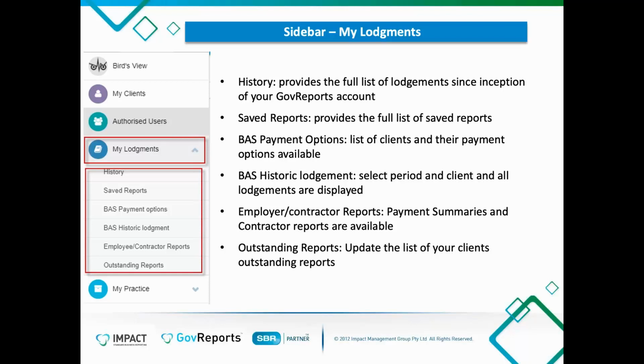Then, of course, you've got your historic lodgements. You've got employer and contractor reports, so payment summaries and contractor reports are available there. And then the most wonderful one, of course, is the outstanding reports, where you can have a look at your list of clients and all of the outstanding reports that are there for them. That is a wonderful thing, to be able to have all of this information in the one software. It doesn't matter what accounting software the clients use, you've got all of this information in one place, and you're only having to look in one place.